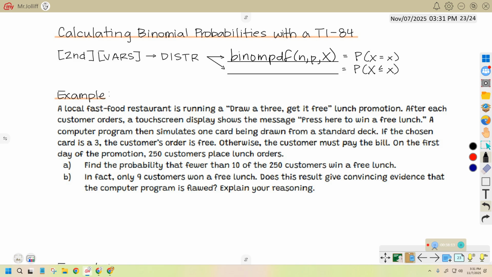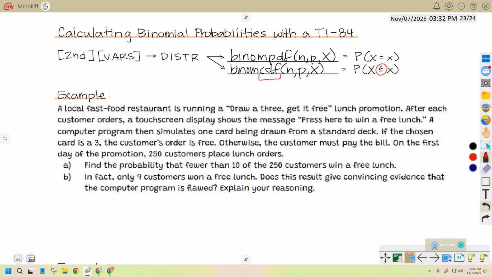The other command, binomcdf, asks for the same values, but the C in CDF stands for cumulative. CDF keeps a running total. As x increases, it just adds the probability onto the previous one, running total. So CDF is finding the probability that we are less than or equal to that boundary value.